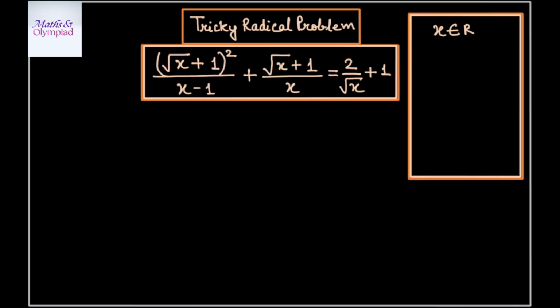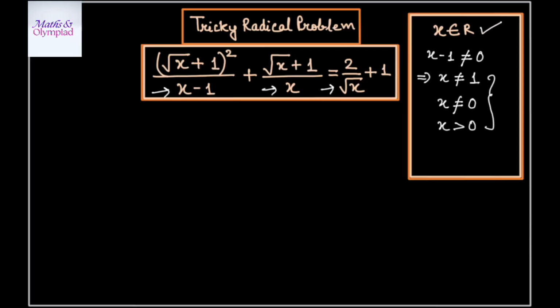Since x minus 1, x and square root of x are in the denominator, therefore I must define the domain. Firstly, x minus 1 is in the denominator, therefore that should not be equal to 0, which implies that x is not equal to 1. Secondly, we can say that x is not equal to 0. Thirdly, square root of x is in the denominator, therefore the value of x must be greater than 0 for any solution to be real.